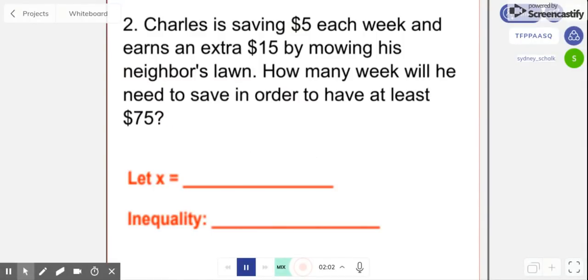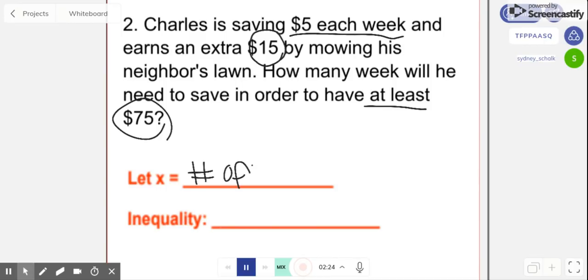Number 2 says Charles is saving $5 each week and earns an extra $15 just one time by mowing his neighbor's lawn. How many weeks will he need to save in order to have at least, there's our inequality, $75? So we're going to let x equal the number of weeks that's going to take him.